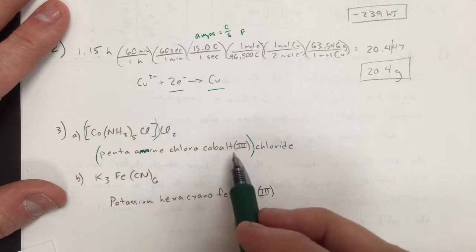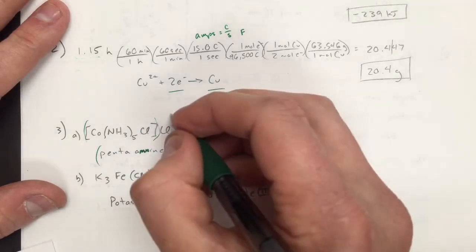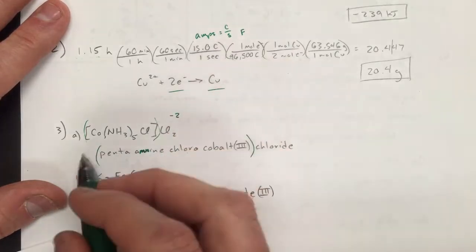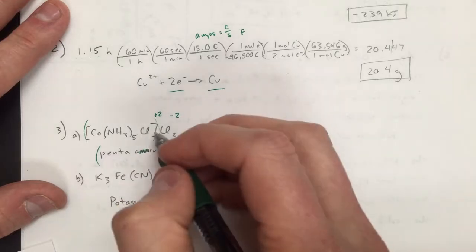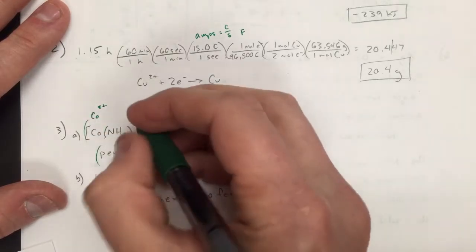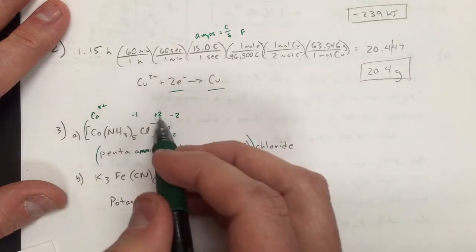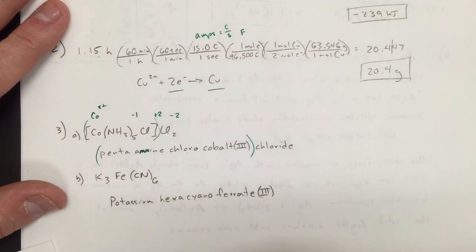And then cobalt 3, how we know it's cobalt 3 is that there's 2 chlorides here, and so that must mean this is a negative 2, which must mean this is a positive 2 in order to cancel out the negative 2. Well, cobalt has to be a 3+ in order to cancel out the 1- and give us a positive 2 total for this whole complex ion, such that it can cancel out the negative 2 there.